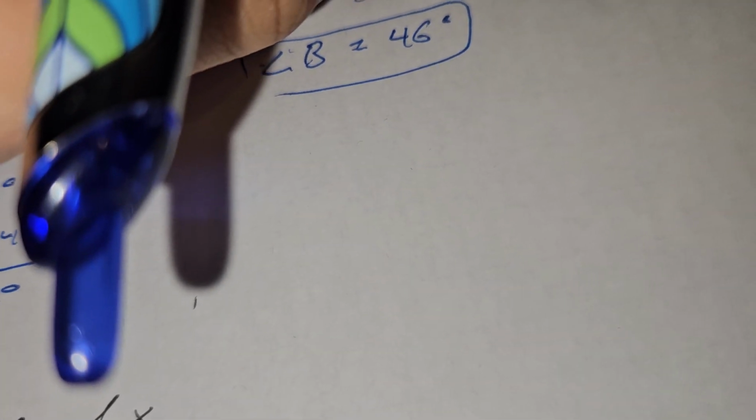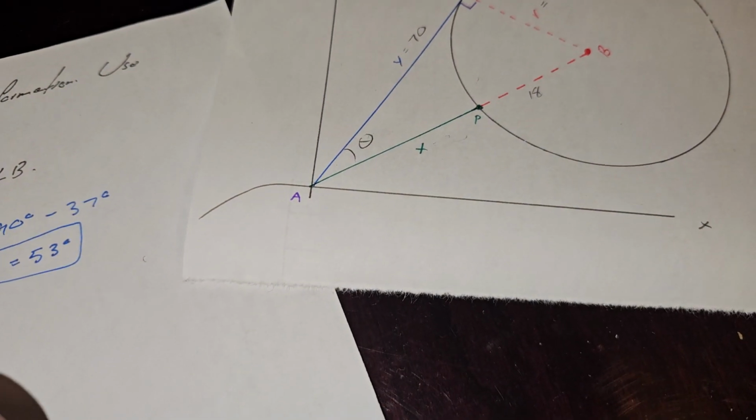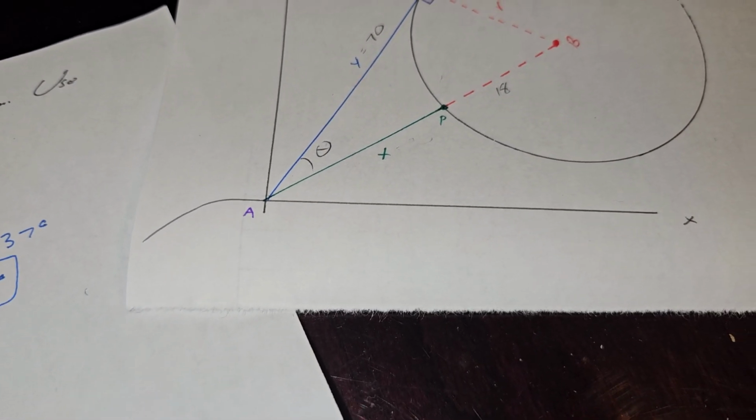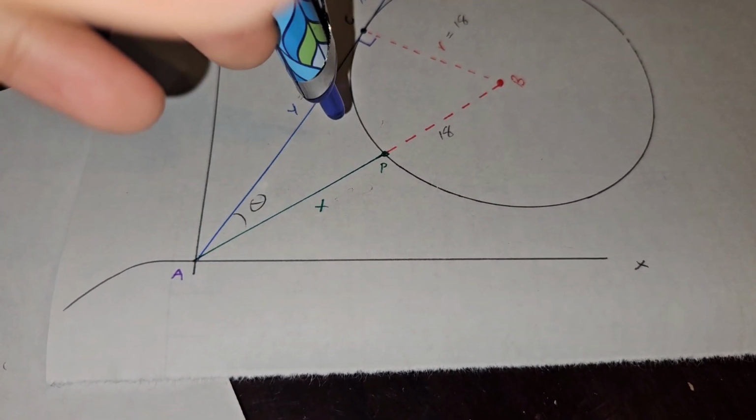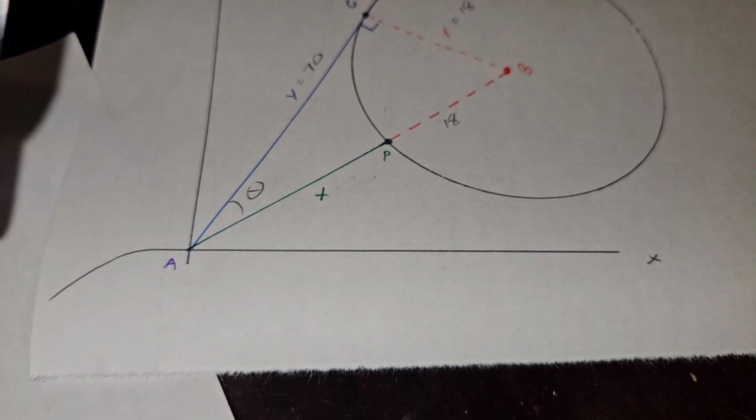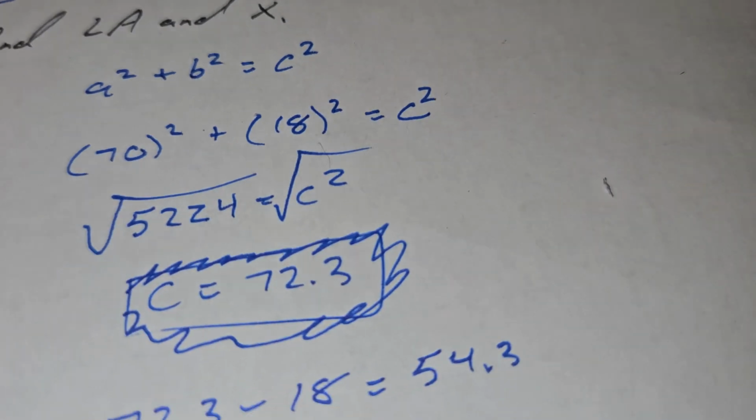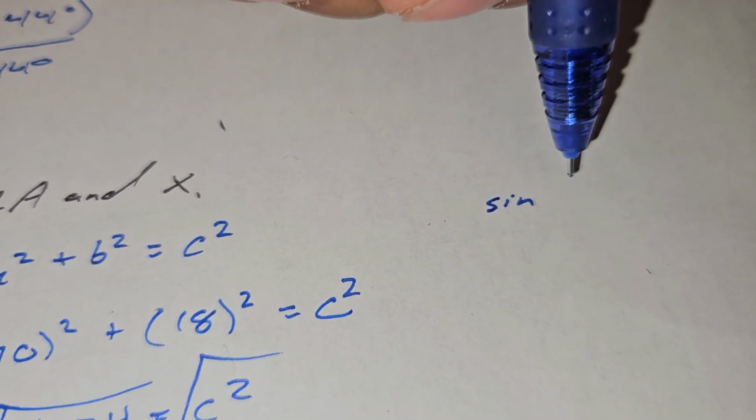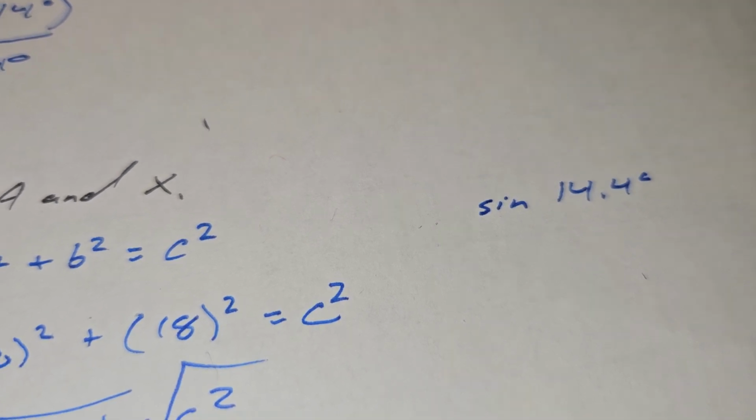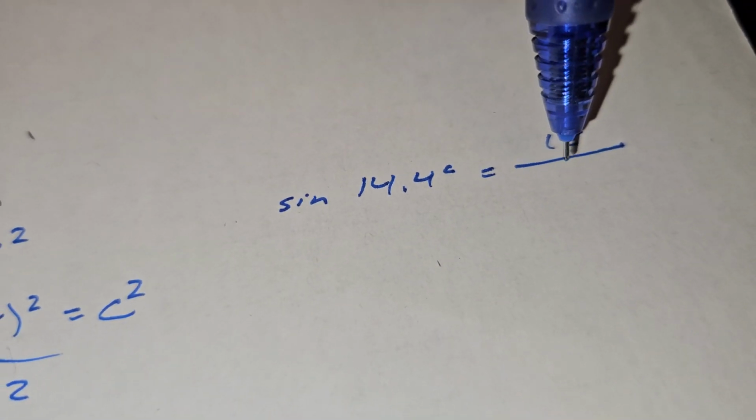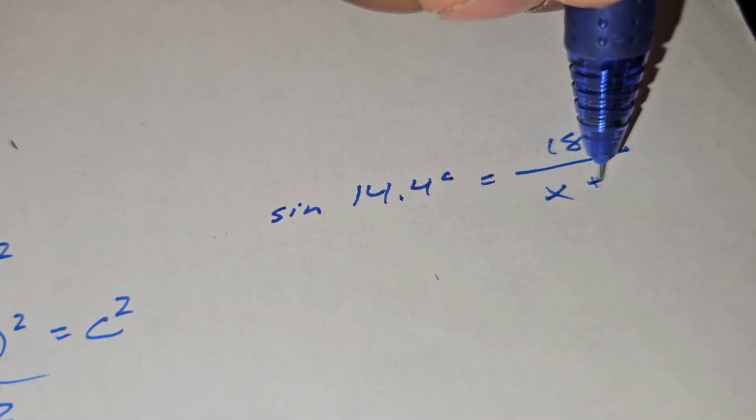So let's go ahead and find it using the trigonometric functions. Again, using SOHCAHTOA. We already found this angle, which is 14.4 degrees. So that's already known, and we want to find x. We're going to have to use these two values, opposite over hypotenuse. Opposite over hypotenuse, that's sine. So sine of 14.4 degrees is equal to opposite, which is 18, over hypotenuse, which is x plus 18.